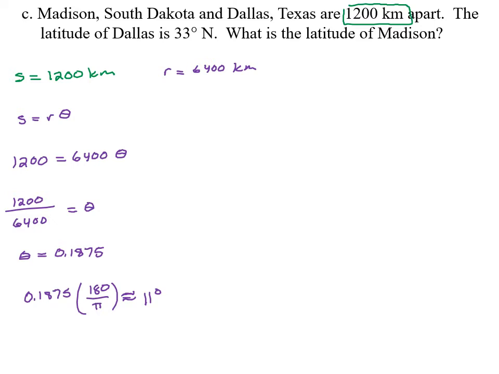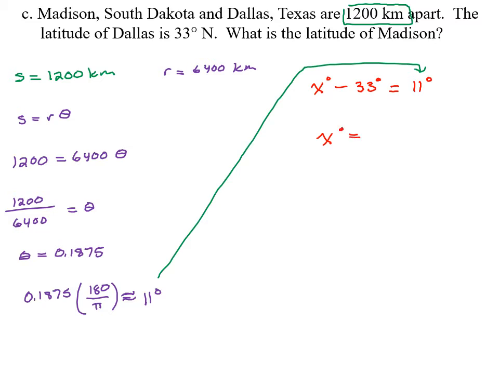So my angle for Madison, South Dakota, that I'll call X, would have to be subtracted from the 33 degrees from Dallas, Texas to get the 11 degrees that I just found down here. So if you add the 33 to both sides, then you get about 44 degrees north is where Madison, South Dakota is. If they were in opposite hemispheres, then you would add them and then subtract it back off.